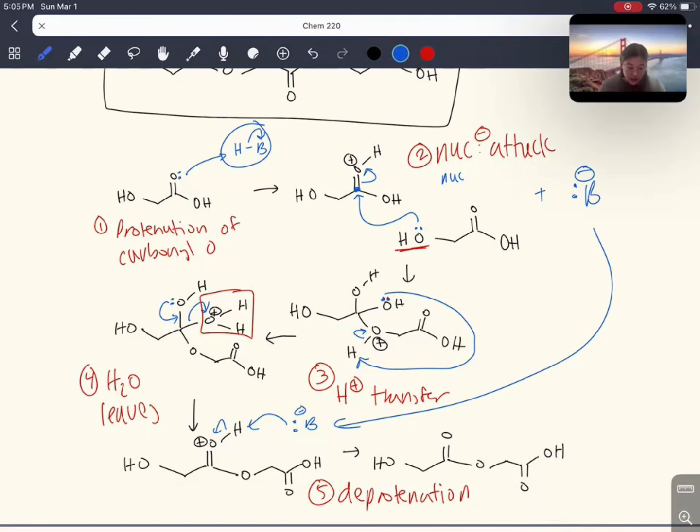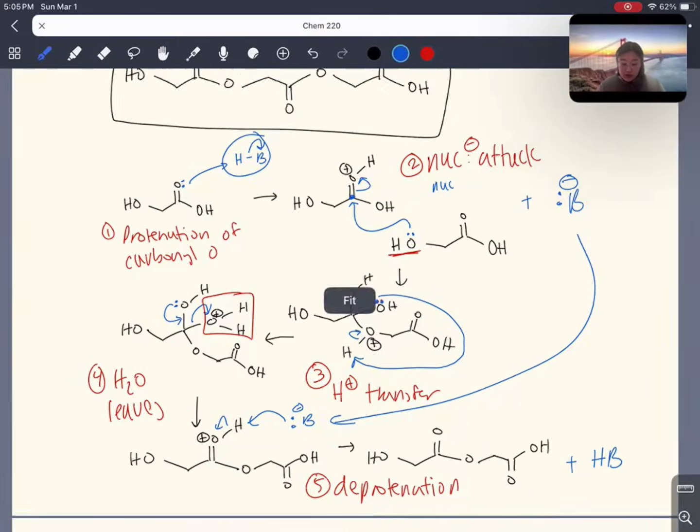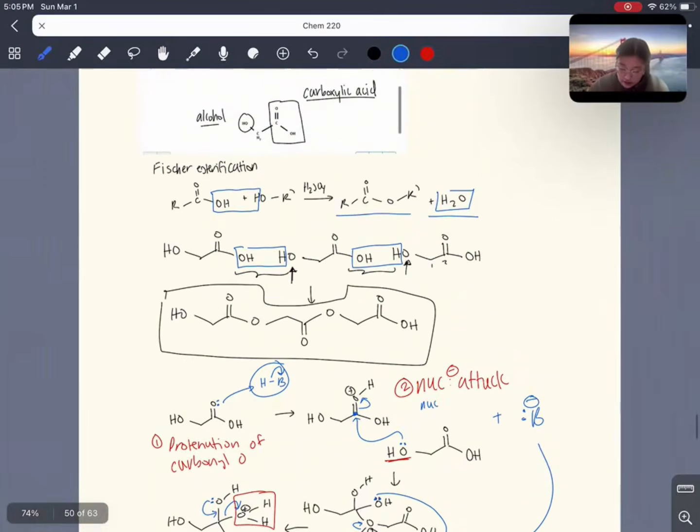And then you would have your side products, which would be HB, which would regenerate your acid catalyst. And so that is how a Fischer esterification reaction works. That is how you would combine monomers of glycolic acid to form a polymer. It's a condensation reaction because you form water as a side product. And that is it for this question.